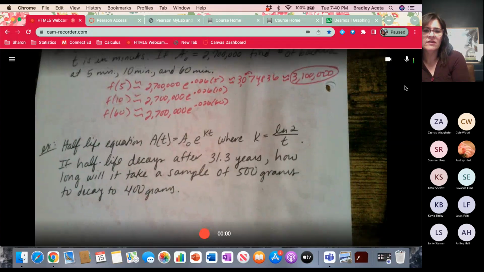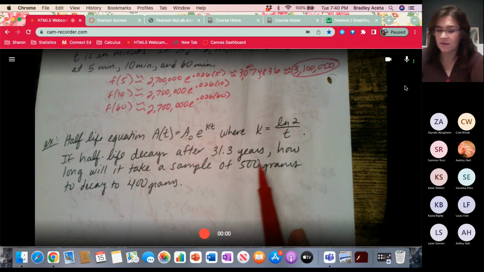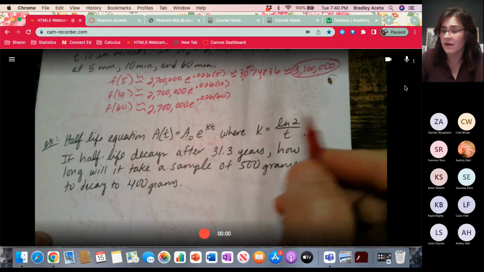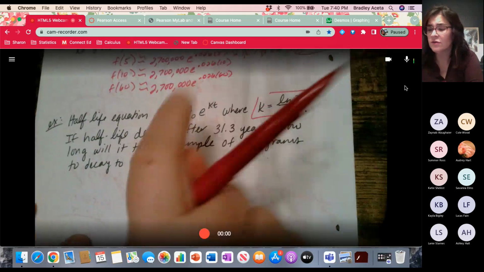Half-life equation. Here they've given you a half-life equation, A sub 0 times e to the kt, where k is equal to ln of 2 divided by t. If the half-life decays after 31.3 years, how long will it take a sample of 500 grams to decay to 400 grams? Okay, so the first thing you need to do is figure out this k right here, because they've kind of given you two formulas.